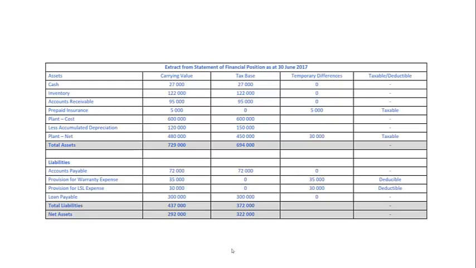The depreciation is different. So we have the plant, which has an accounting carrying value of $480,000 and a tax base of $450,000, a difference of $30,000, and so that gives us a taxable temporary difference of $30,000. Down on the liabilities, we have a warranty expense and a liability of $35,000 for accounting purposes, none for tax, so that creates a difference of $35,000. And for long service leave, we have a similar issue.